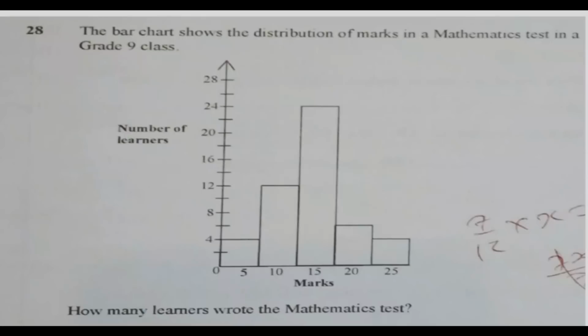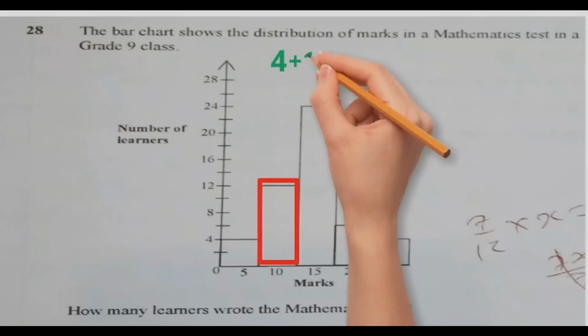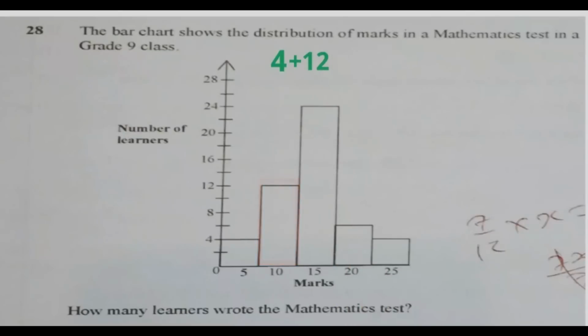How many learners wrote the mathematics test? We start with marks. Those who got 5 marks were 4. Then we need to find the total of learners from these different marks. The number of learners who got 10 marks is 12. Learners who got 15 marks, there are 24. The number of learners who got 20 marks, there are 6.